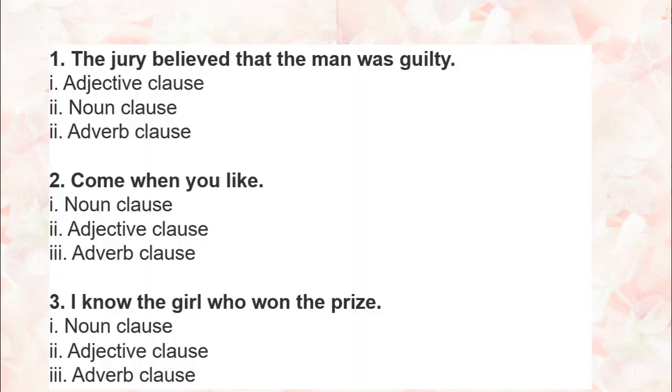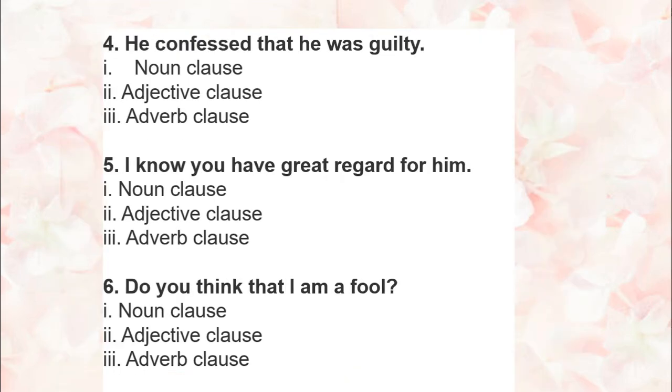Here you have some exercises according to the questions of the admission test. These questions are given in the form of multiple choice questions. Try to do it by yourself. Number 1. The jury believed that the man was guilty. Number 2. Come when you like. Number 3. I know the girl who won the prize. Number 4. He confessed that he was guilty. Number 5. I know you have great regard for him. Do you think that I am a fool?